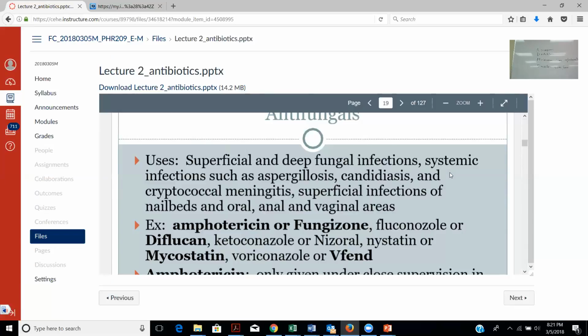Amphotericin had so many side effects that it has a black box warning. But given our formulation, it was much safer, especially to put in the lung.